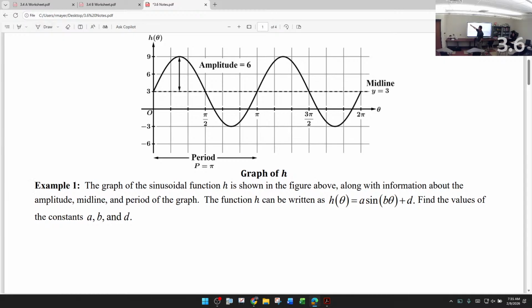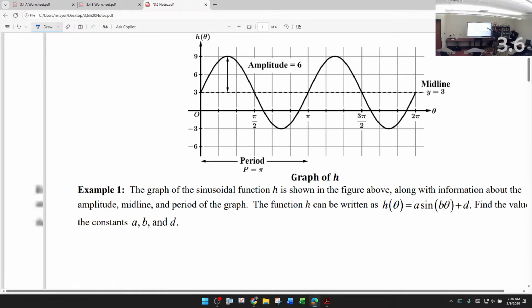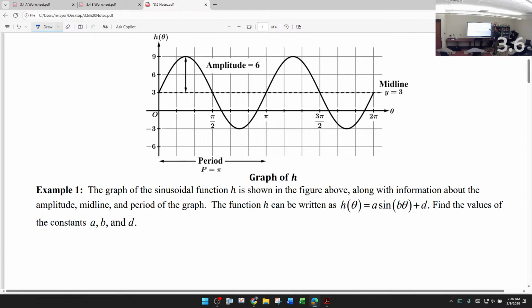So the midline is at 3. Okay, midline's at 3. The amplitude is 6. Again, normally they won't tell you this. You'll have to dissect it from the graph, but this is 3 and this is 9. And so that distance right there is 6. If you wanted to, you could go from here and say 6. Rian, you good back there? Okay. So the amplitude is 6, and then the period.